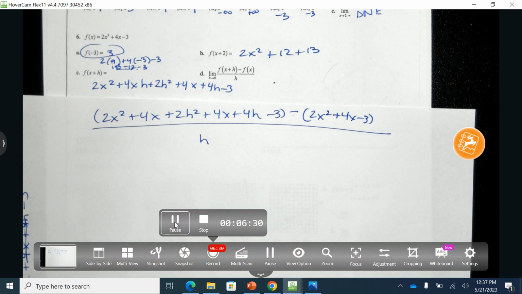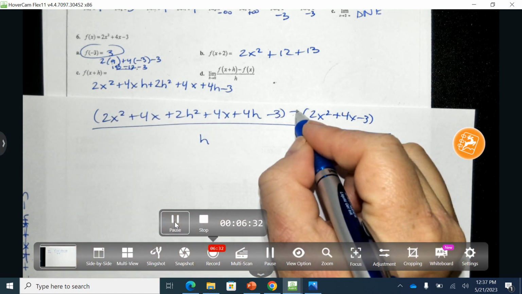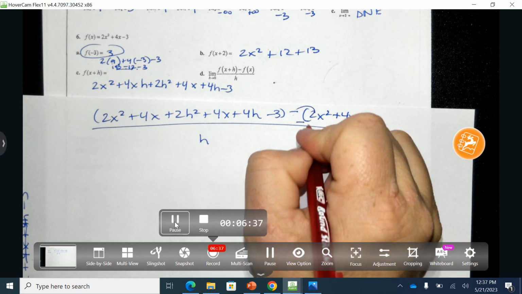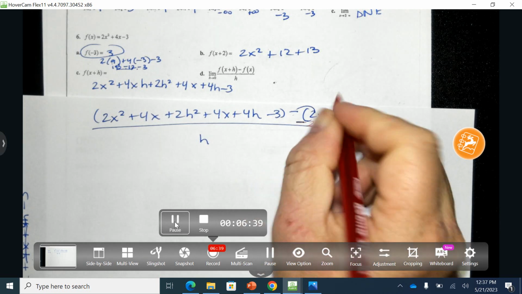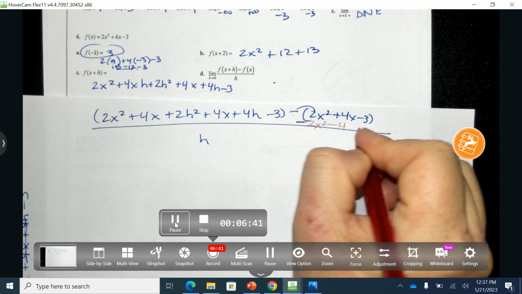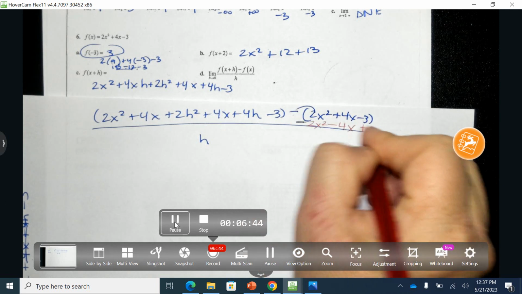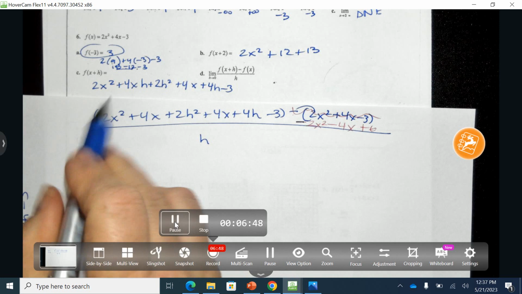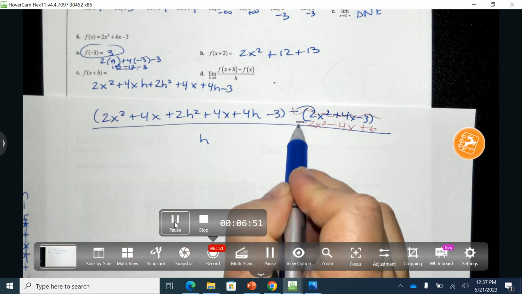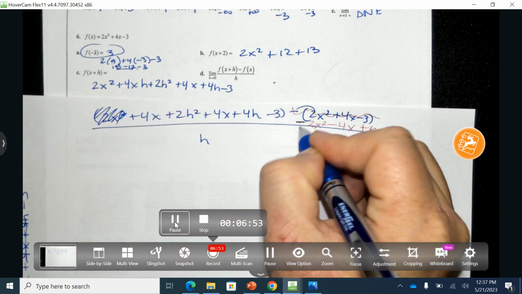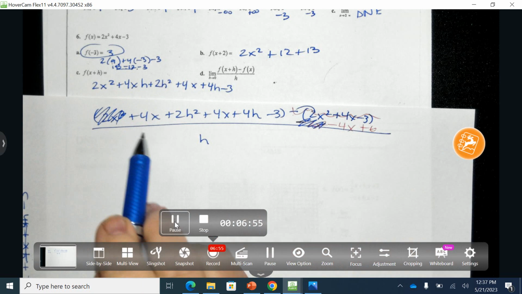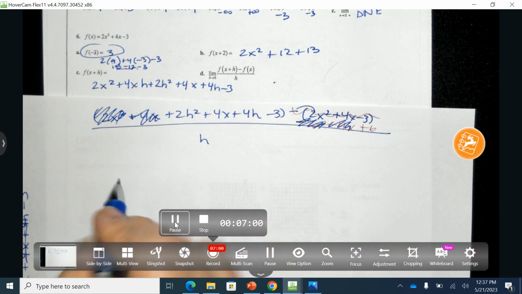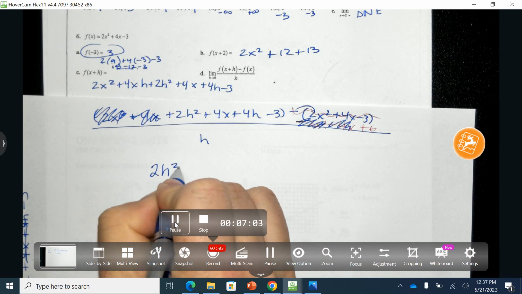Let's combine like terms up top. So when this is distributed, it becomes a negative 2x squared, and it becomes a negative 4x, and it becomes a positive 6. Combining like terms, the positive 2x squared and the negative 2x squared are going to be eliminated. The positive 4x and the negative 4x are going to be eliminated. And I'm left with 2h squared.